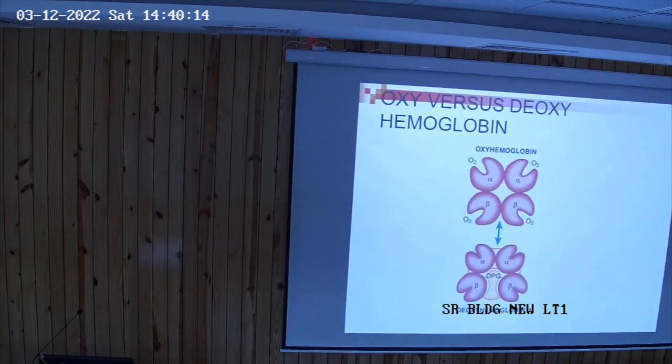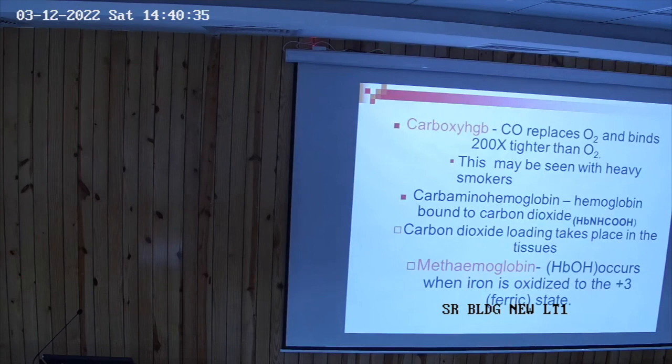Okay, this is the concentration of diphosphoglycerate in deoxyhemoglobin. In the lower one you can see DPG written. In oxyhemoglobin, no such DPG can be seen. There is a difference in the structure of the hemoglobin molecule. Yeah, an increase in the concentration of deoxy. Carboxyhemoglobin replaces oxygen and binds.